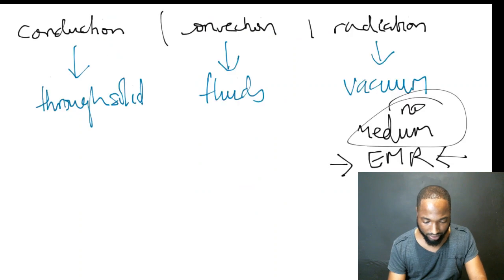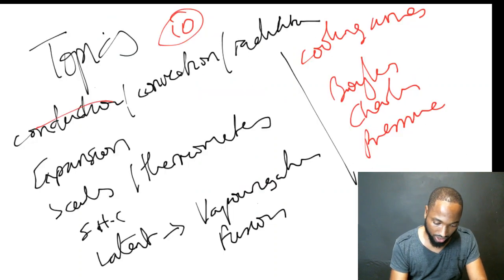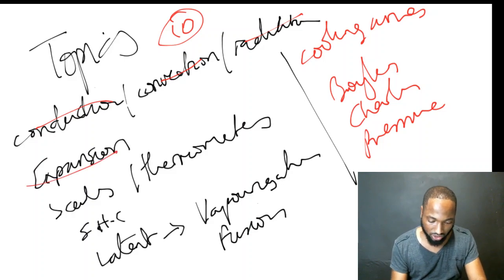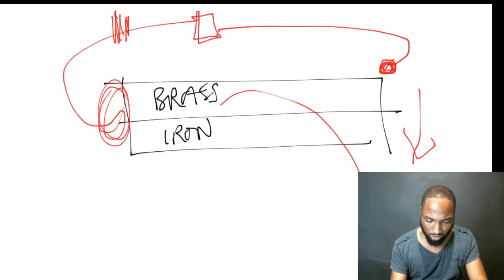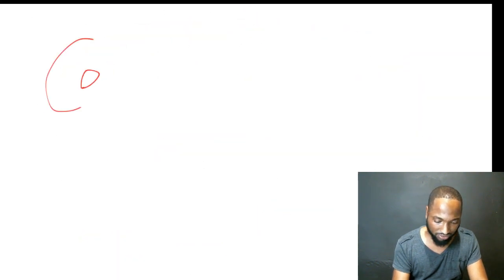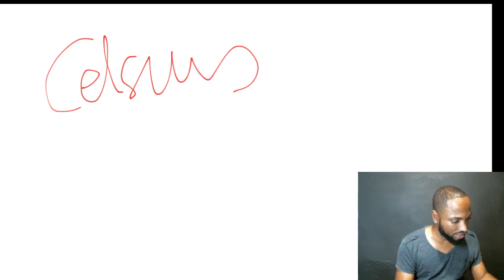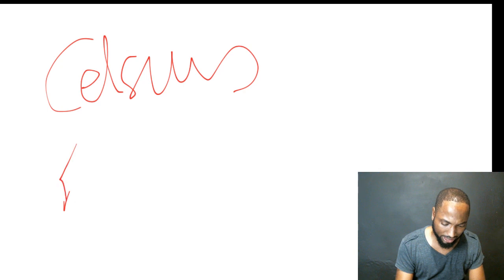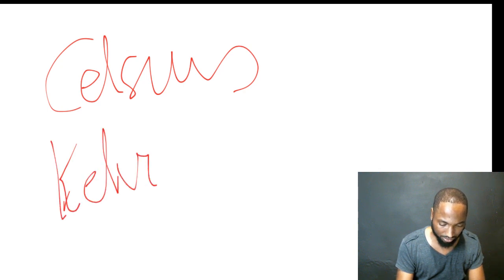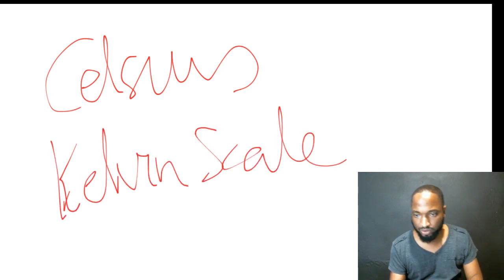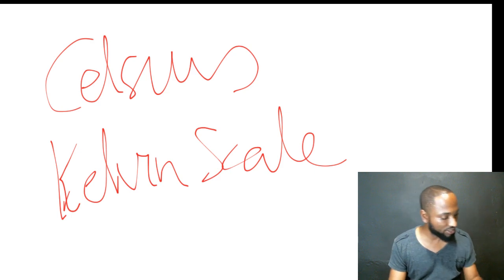So what we talked about so far: conduction, convection, radiation, examples, and expansion. So now to go into scales and thermometers. Well, there's not much to talk about with scales, but we have the Celsius scale and we have the Kelvin scale. What's the other name for the Kelvin scale?